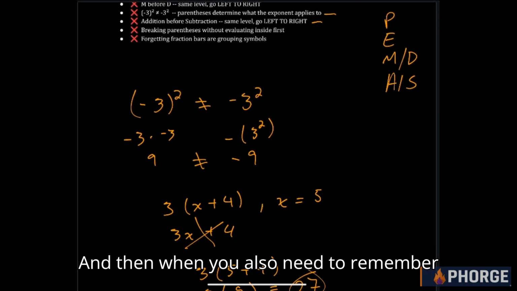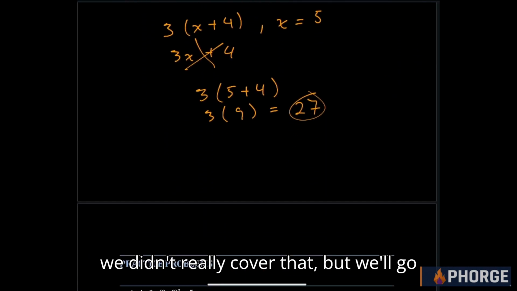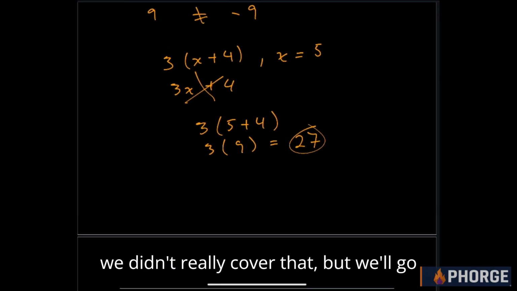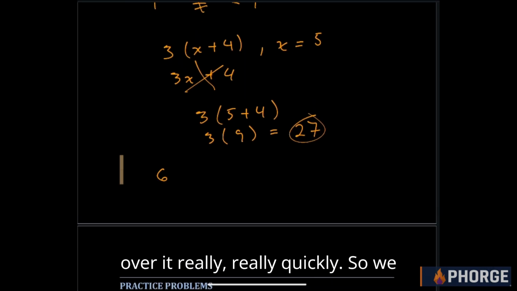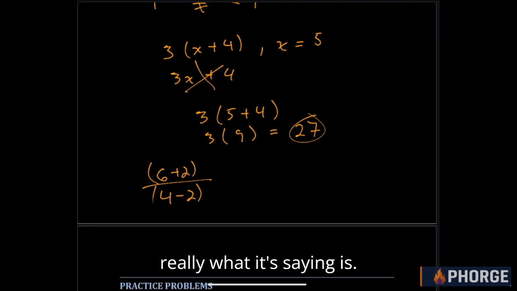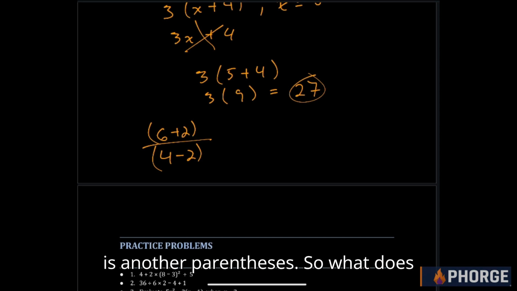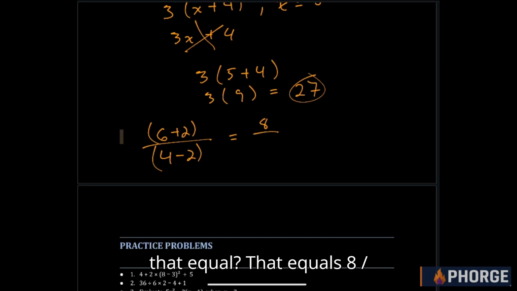And then we also need to remember that fraction bars are grouping symbols. We didn't really cover that, but we'll go over it really quickly. So we have 6 plus 2 divided by 4 minus 2. So really what it's saying is 6 plus 2 is like parentheses over 4 minus 2, which is another parentheses. So what does that equal? That equals 8 over 2, which is just equal to 4.